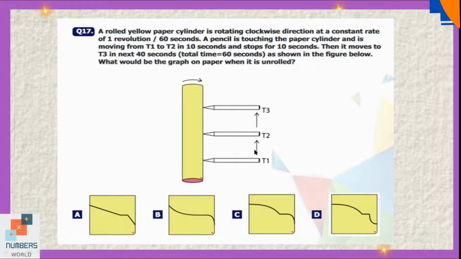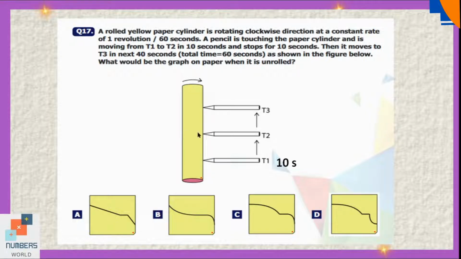Now let's see what will be the drawing when pencil will move from T1 to T2, T3. A pencil moves from T1 to T2 in 10 seconds, so it will draw a slant line over here. Then it stays on point T2 for 10 seconds.